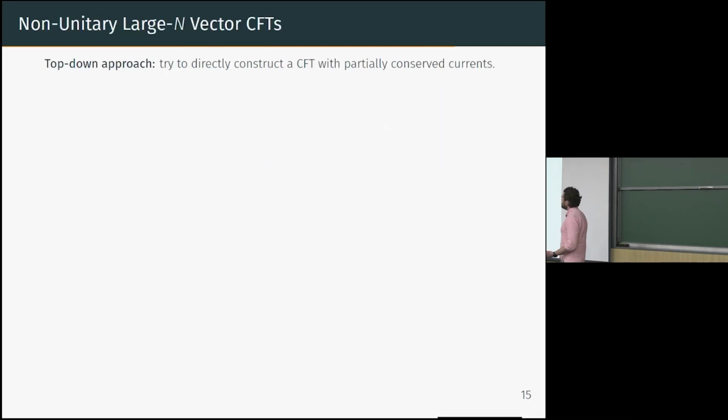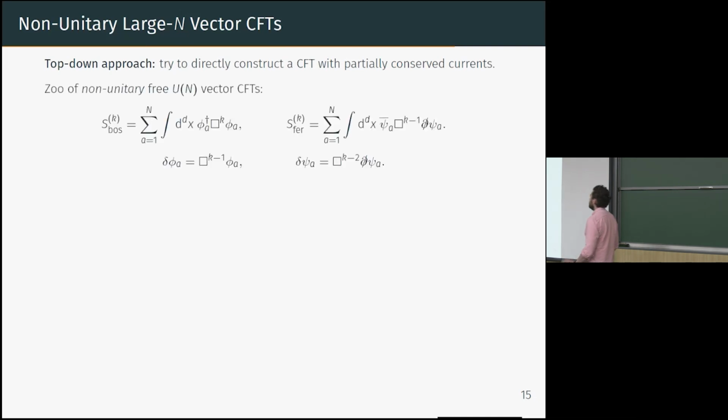The reason we know this is because there's another way of approaching this problem, which is to just try and directly construct a CFT that satisfies these constraints, all of them. That sounds very hard. How would you write down a CFT with these exotic operators? It's actually very easy. There's a whole zoo of non-unitary free CFTs that you can write down, which are generalizations of the usual vector models.